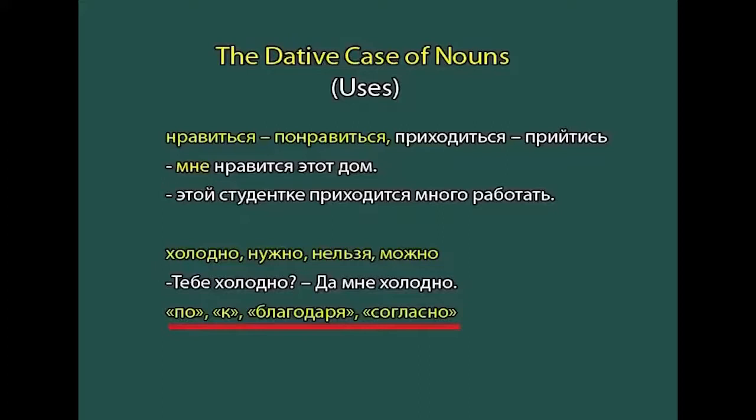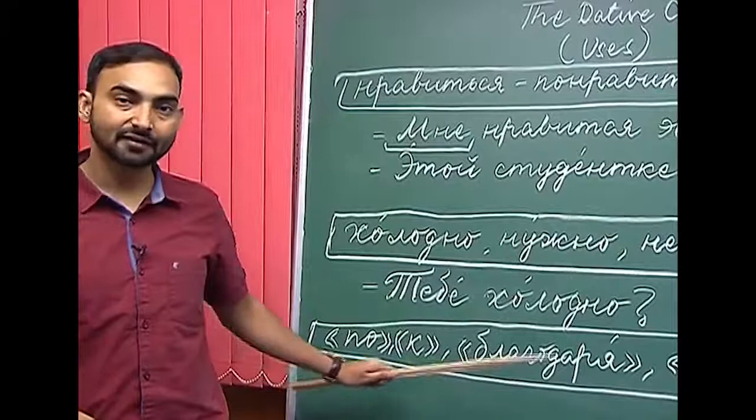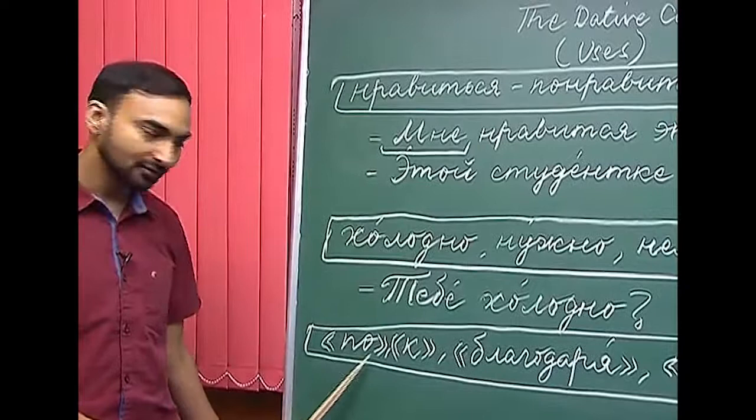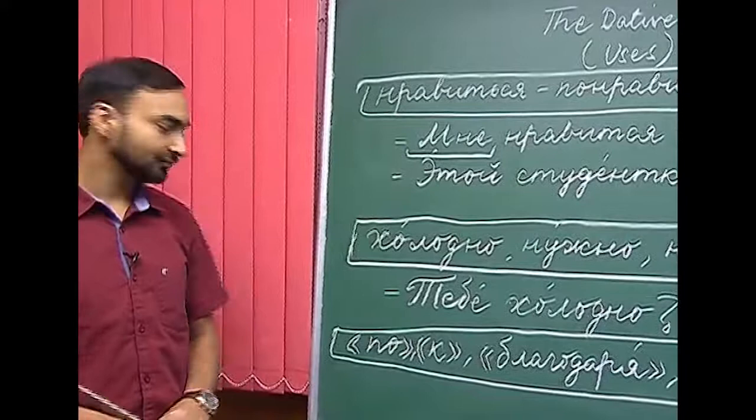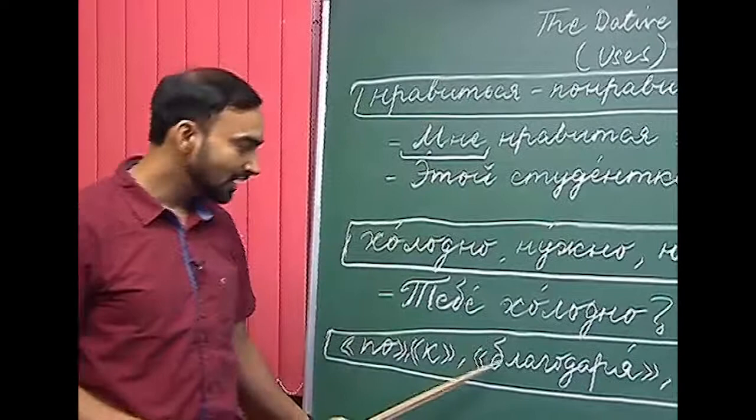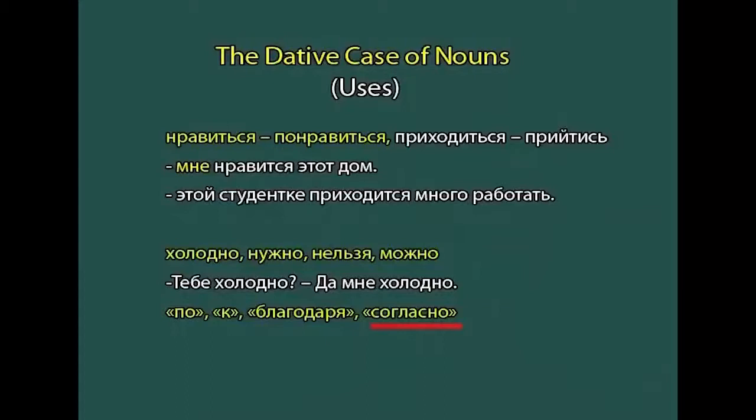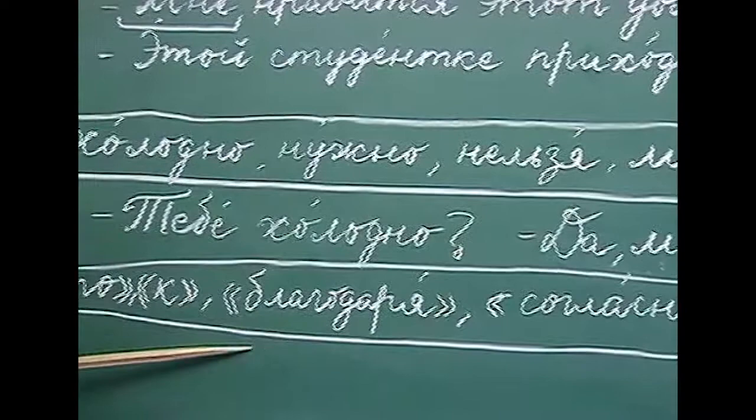Now there are certain prepositions after which we are supposed to use the dative case of nouns. For example, the preposition po, which means movement along the surface, on the surface. Ka, movement towards something or someone. Blagadarya is thanks to or because of. Saglasna is according to or in accordance with. So these are some of the prepositions after which we use the dative case of nouns.